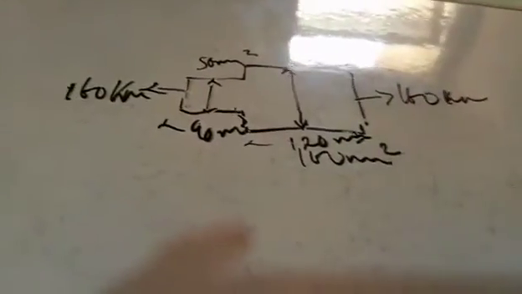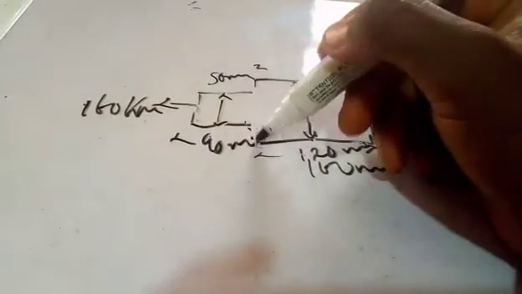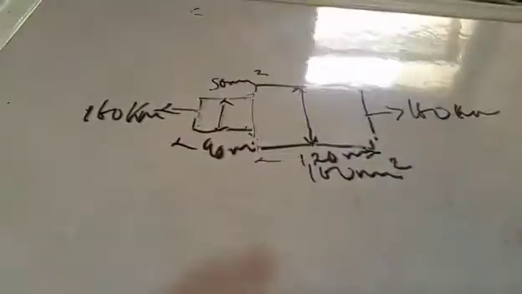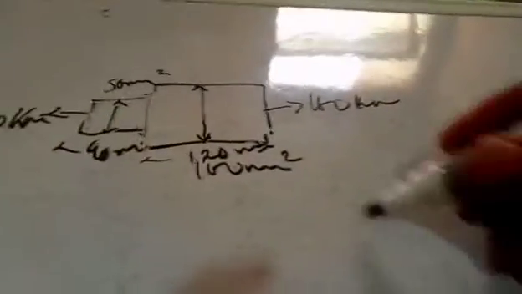What we are expected to do is to determine the total elongation of this component. That means we have to get the elongation of this component and the elongation of this component, and sum them together. So we have our tensile load.